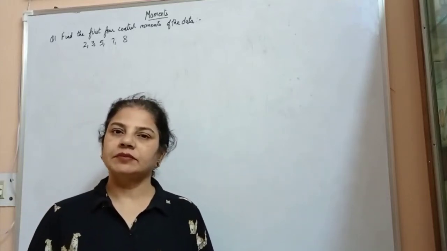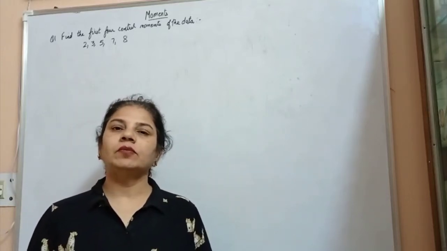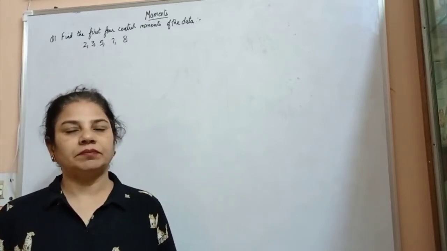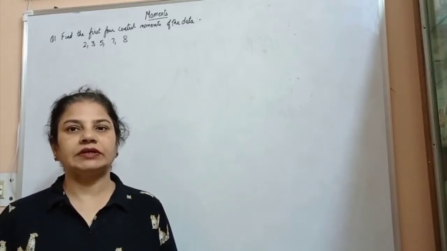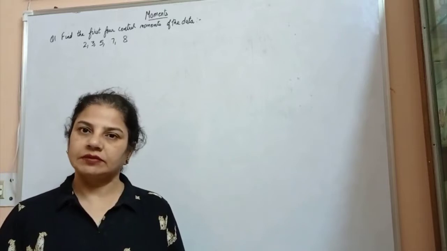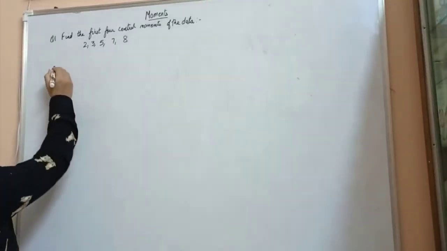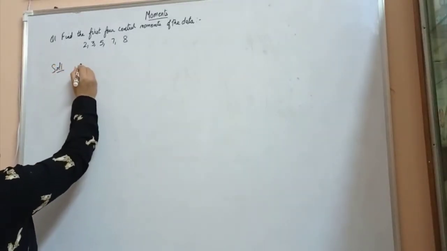Find the first four central moments of data. Central moment means the moment about the mean. First of all, we calculate the mean of the data, and after that we calculate the central moments of the data. We construct a table.